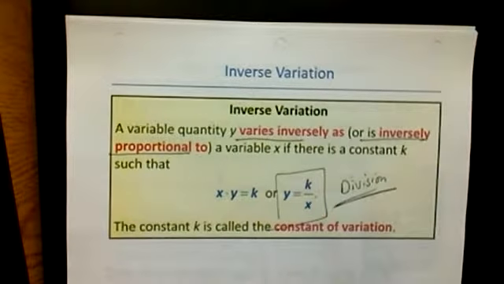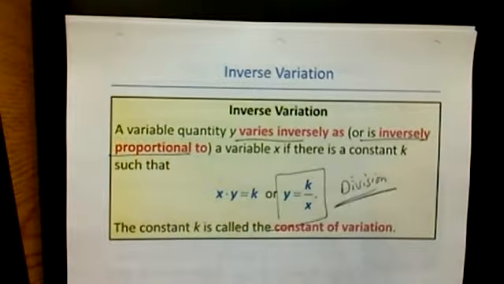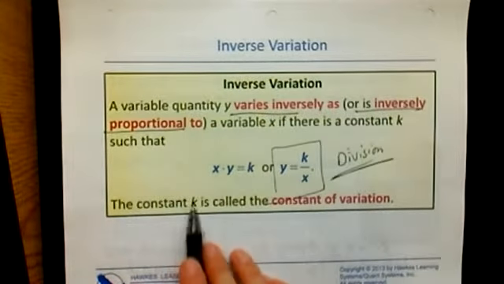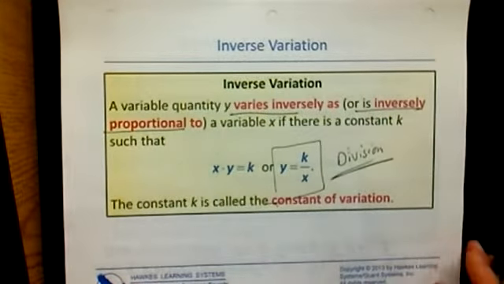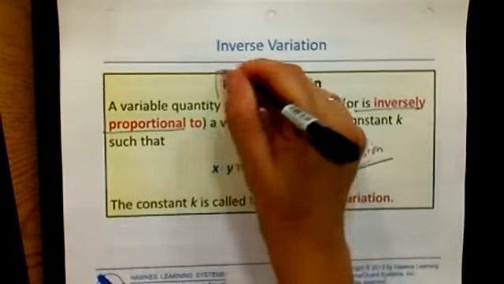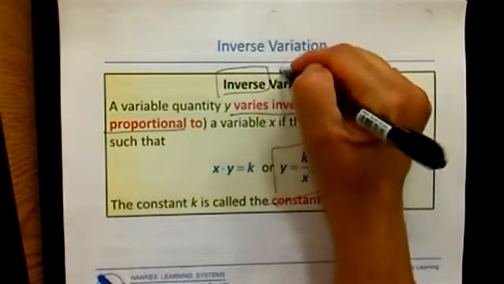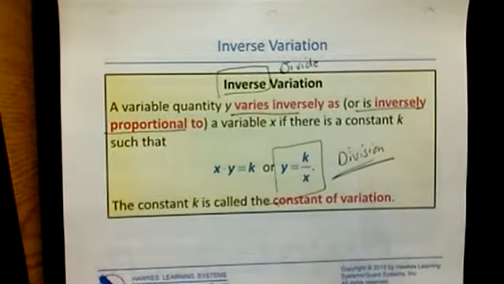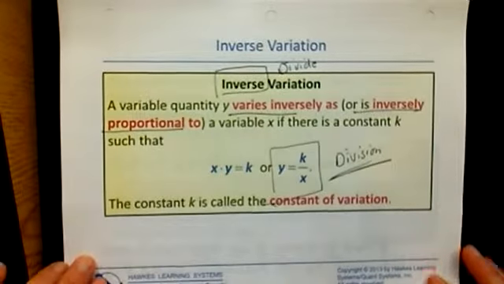Because if we invert something, we're dividing by it. So we're going to do an inverse in there. And again, constant k is k. And so that ends up being our part in here. So anytime you see the word inverse, it means to divide. So make sure that you do your division with those. Okay, so you're going to divide with that part.